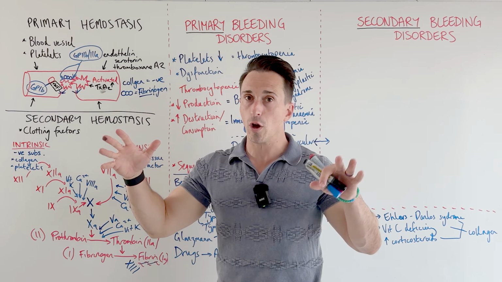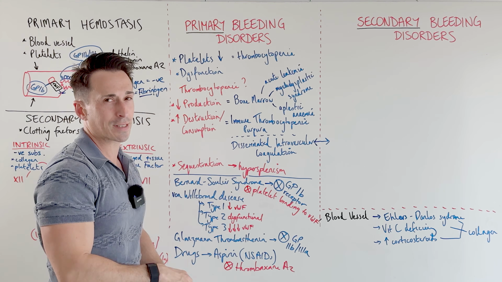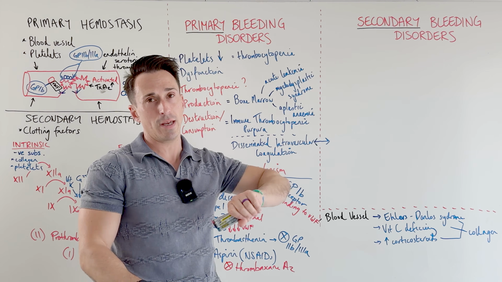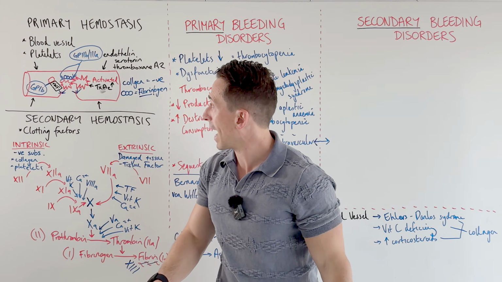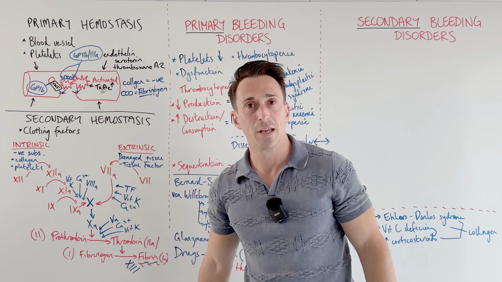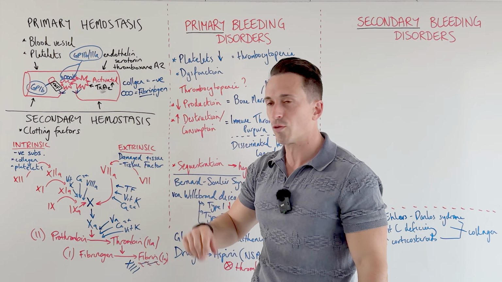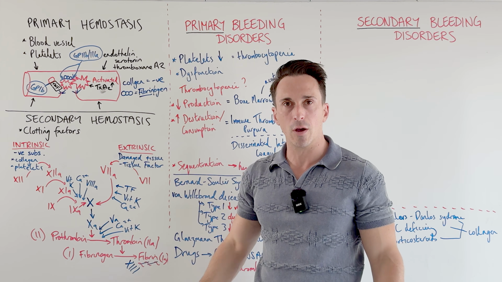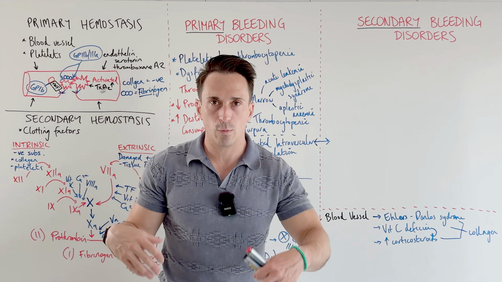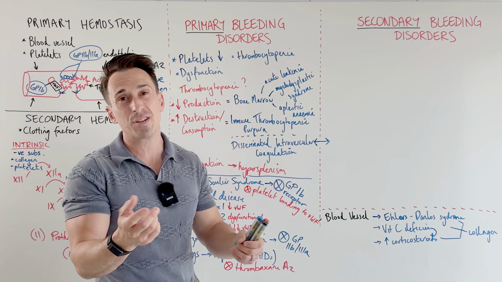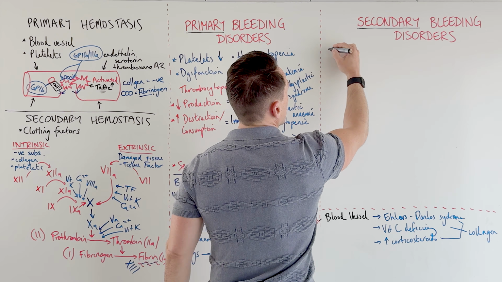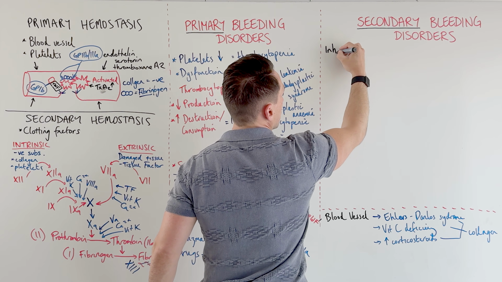All right, so we've gone through the primary bleeding disorders. Now it's time to go through the secondary bleeding disorders. These are things that are happening here, at the intrinsic, extrinsic pathway and everything below. All right, where do we start? Well, we start by the fact that there's inherited disorders, right? So you can have inherited forms.